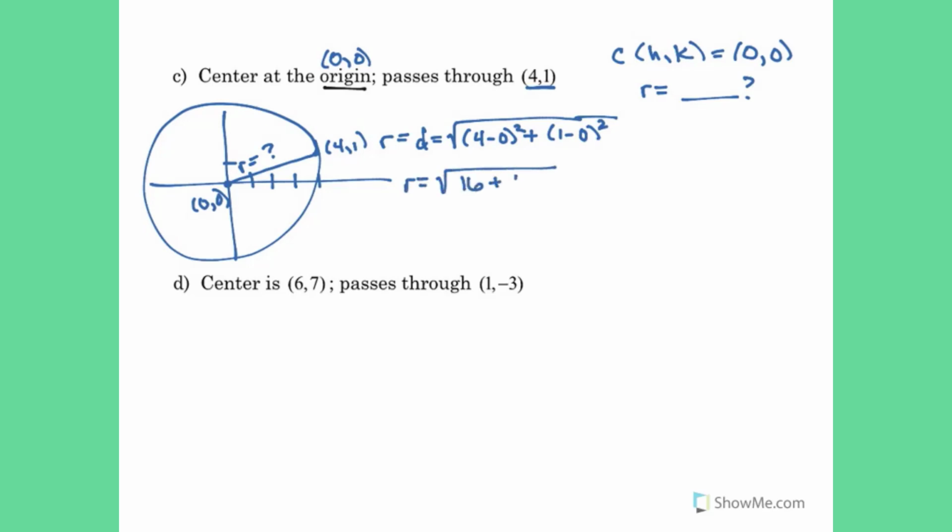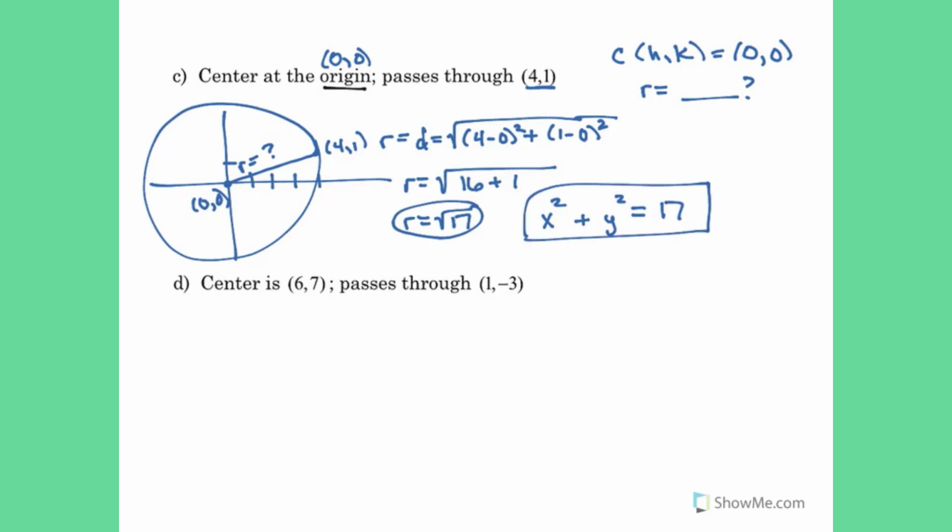So I have 16 plus 1, that's 17. So my radius is the square root of 17. But I need an equation of the circle. So I have x minus 0 squared plus y minus 0 squared equals this squared. Not very hard. The next one gets a little bit harder, but not much.